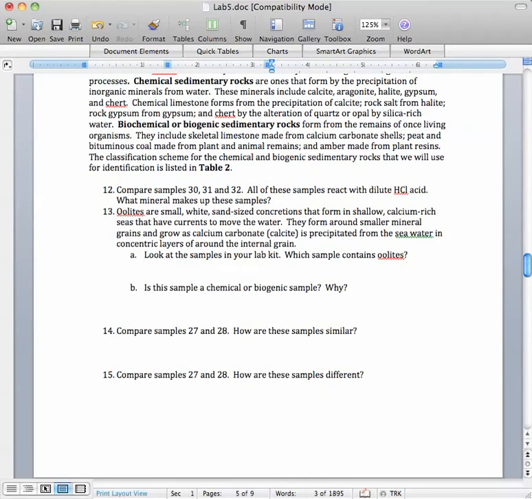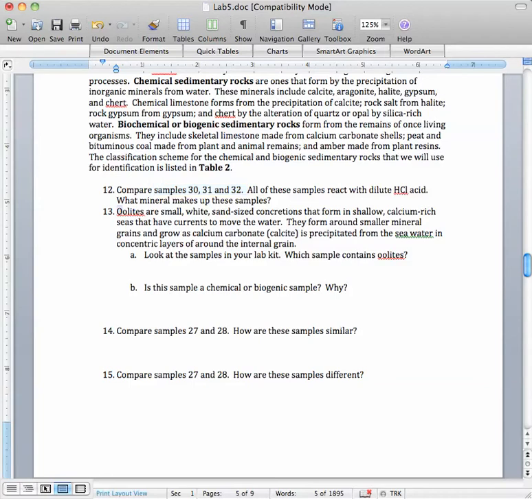Again, when you're doing these comparisons, I am providing you the samples. I'm telling you which samples are reacting with hydrochloric acid since you don't have hydrochloric acid. If you put a drop of it on these samples, they would fizz or bubble or effervesce as carbon dioxide is escaping out of that mineral because of the reaction with the acid.